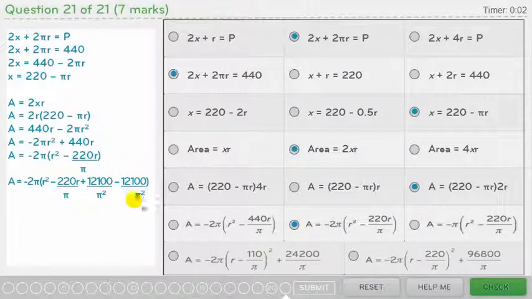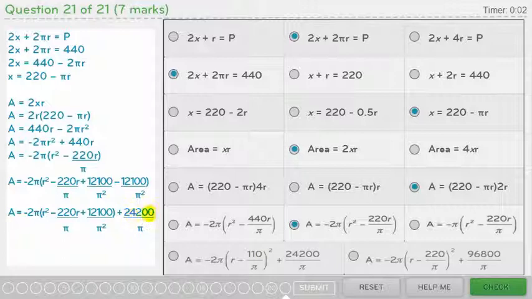The last term right here needs to get multiplied by our leading coefficient, negative 2 pi, to bring it outside of our brackets. When we do so, we're left with 24,200 all over pi, and so this will be our maximum area of that rectangle. And then finally, to figure out what the dimension would be, we now need to go and complete our square right here. When we complete the square, we're left with r minus 110 all over pi. So the dimension of our radius would end up being 110 over pi. And this number right here would be our area.